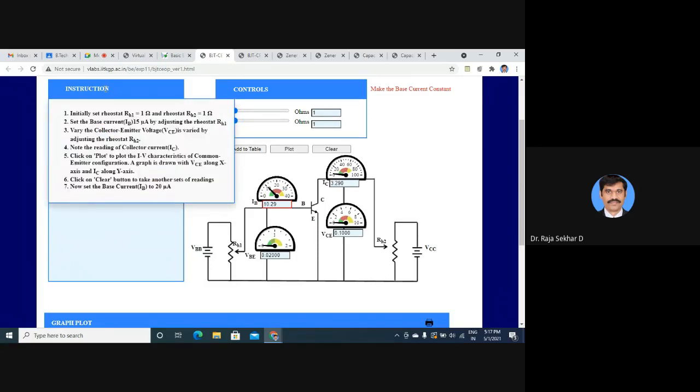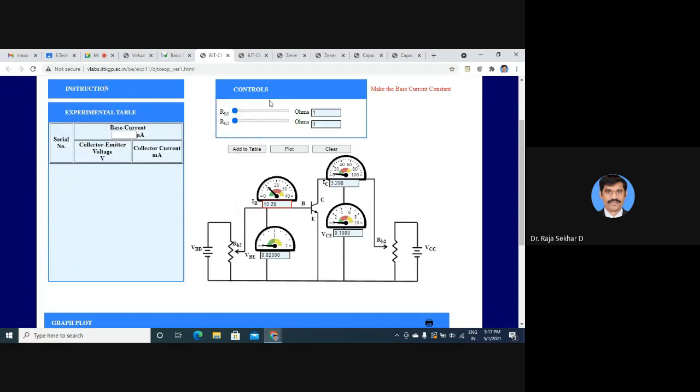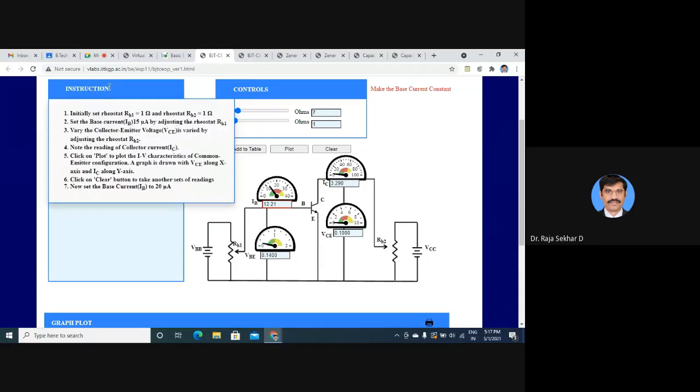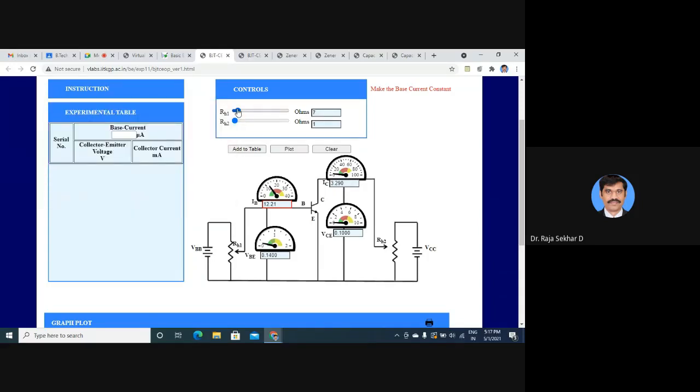Next, set the base current IB at 15 microamperes by adjusting resistor 1. When you change RH1, the base current also changes. So you have to keep it at 15 microamperes. Change RH1 such that IB is equal to 15 microamperes. Now you are fixing this. IB is fixed, input current is fixed. So take approximately 15 microamperes.